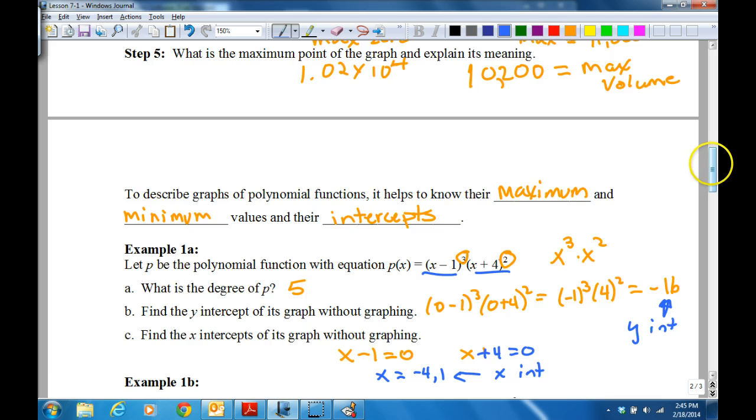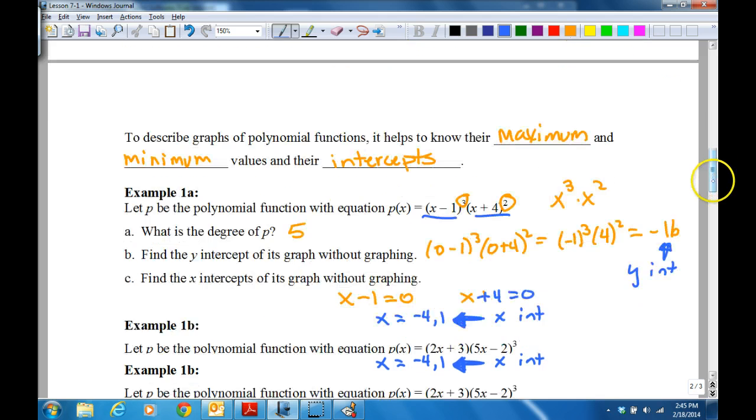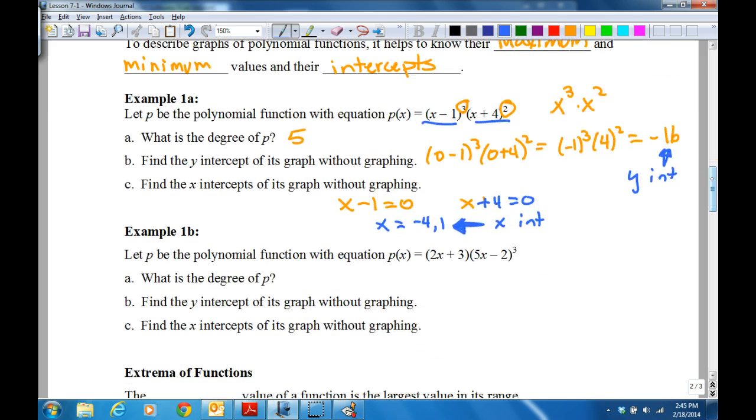Wait, what does that say? x-intercept, y-intercept. What's the little thing in between? Oh, it's an arrow. Sorry. Okay, I want you guys to take a minute and try to figure out the next one. See if you can do it on your own.